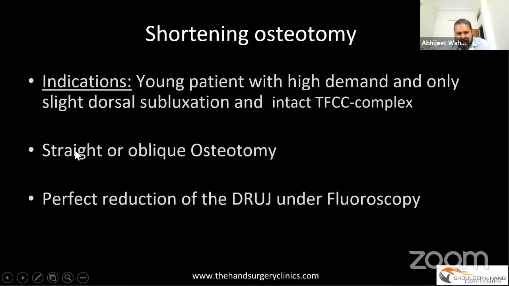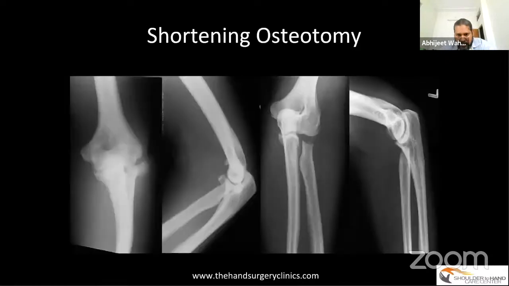And you may either perform a straight or an oblique osteotomy. You may want to use a jig, or you can do a freehand technique. And what is essential is that you need a perfect reduction, and you should not take off more than 4 millimeters of the ulna. So case in point, here is an Essex-Lopresti kind of a variant.